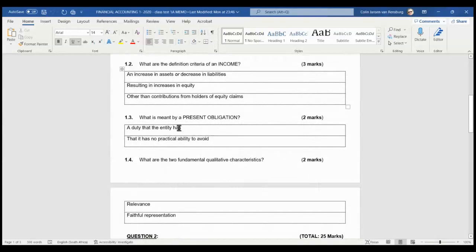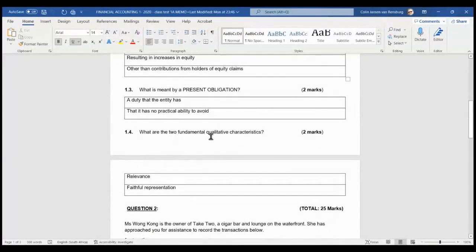Then they ask what is meant by a present obligation in this A version. I guess in the B version, it would have asked what is meant by economic resource, for instance, right? So it'll be different questions. And we know what is meant by present obligation. It is a duty that the entity has, and that entity has no practical ability to avoid.